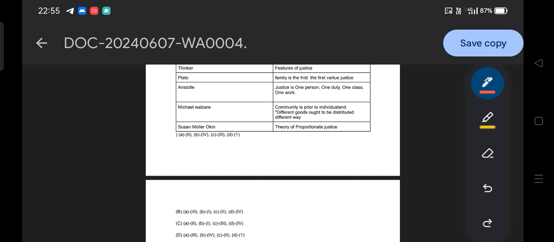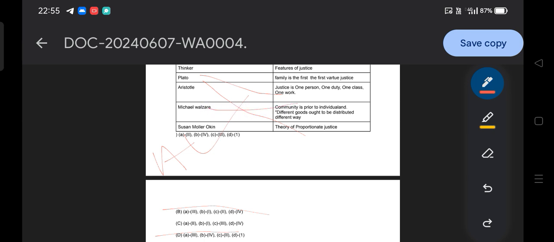Very nice question. You can match Plato, Aristotle, Michael Walzer and Susan Moller Okin with the features of justice on the other side. Start with Plato: justice is one person, one duty, one class, and one work. So options first to second. Eliminate option D, eliminate option B. Then Aristotle is the theory of proportionate justice, which is B 4. Only this option fits, so the answer to this question is option A.